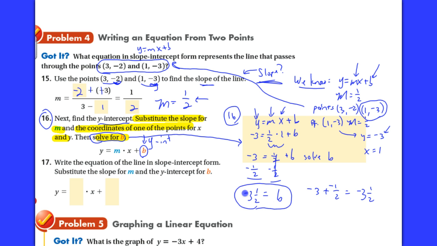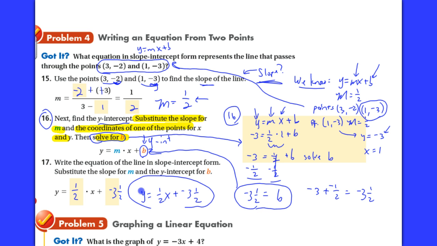You found b, you found the y-intercept. All right, look at what 17 says. It says, write the equation of the line in slope-intercept form, substituting m and the y-intercept for b. So here's the final answer. y is equal to, my slope is 1/2, times x plus -3.5. So that's the equation: y equals 1/2 x plus -3.5.